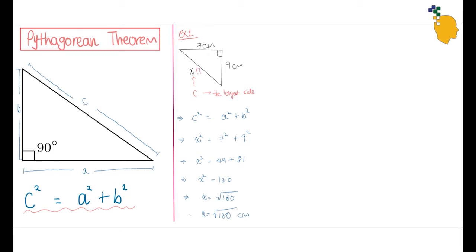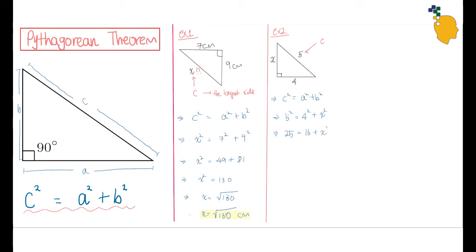Let's have a go with the second example. We have another right angle triangle with side length 4, hypotenuse of 5, and we want to find the vertical length. So let's use the Pythagorean theorem again. So C squared is A squared plus B squared. For this example, our C value is 5. Therefore, we can come to 5 squared equals 4 squared plus x squared. 5 squared is 25, 4 squared is 16, so we have 25 equals 16 plus x squared.